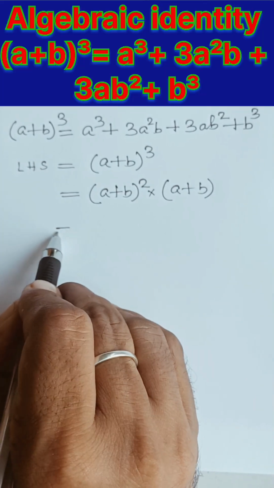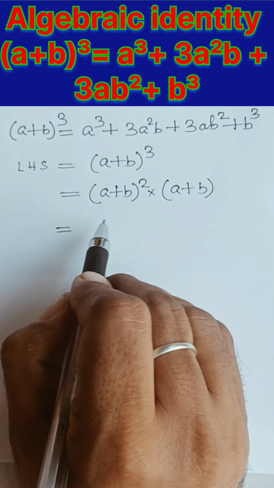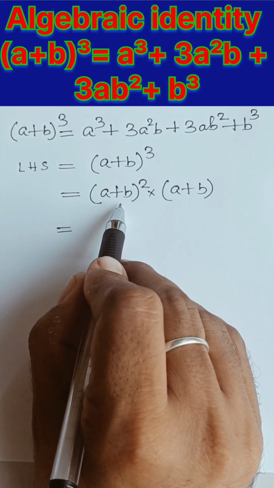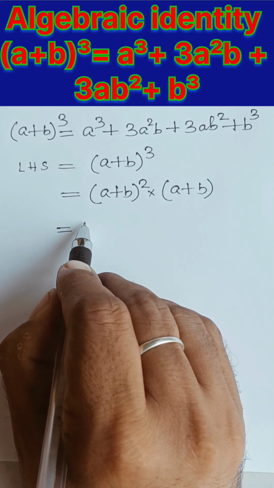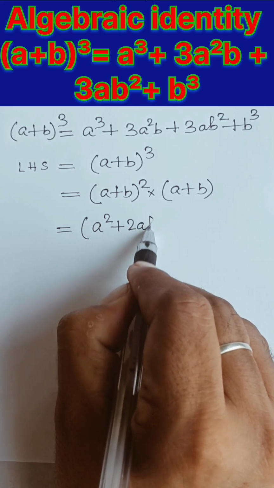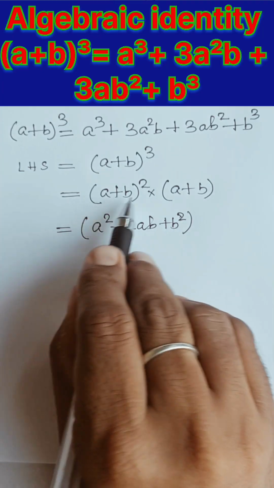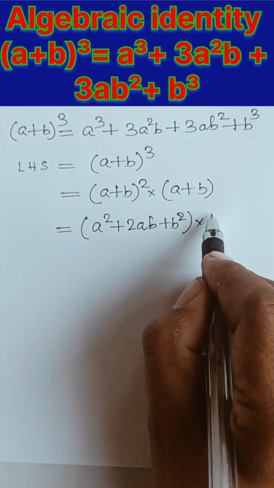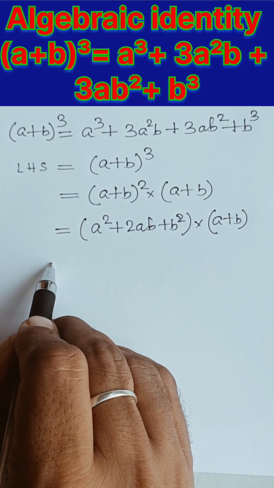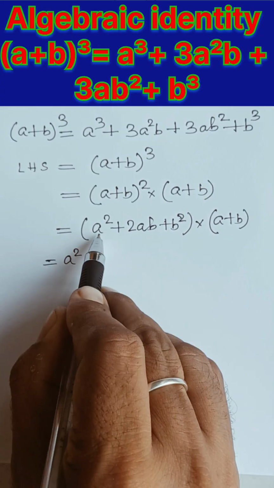Now, as we know, the formula of (a plus b) whole square we have derived in my previous class. Those who are new to my channel can see my previous video. You will get the derivation of (a plus b) whole square. So (a plus b) whole square means a square plus twice ab plus b square. This is the derivation of (a plus b) whole square. Again, it is multiplied by (a plus b).